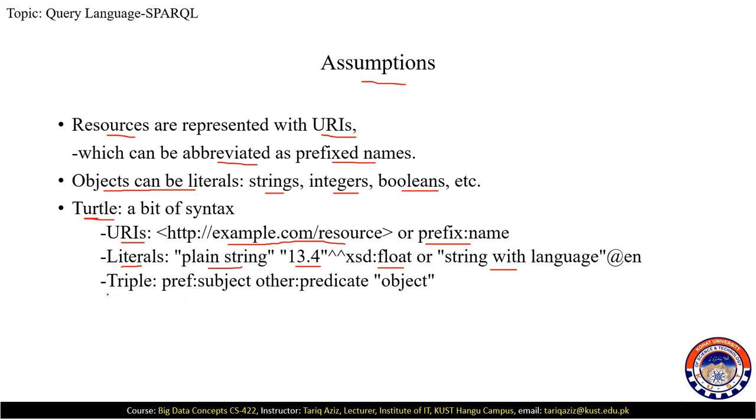And then if we want to represent the triple, what will be the syntax? This is the syntax. First of all, prefix colon subject. Then we will mention the predicate, and finally we will mention the object. So this will be the syntax.